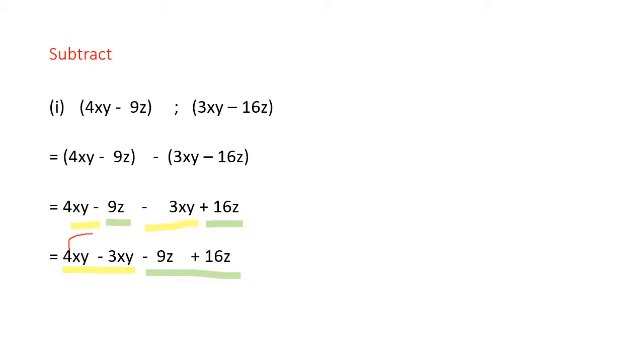4 minus 3 is going to be 1, and this is going to be only xy. Similarly, minus into plus is going to be minus. 16 minus 9 is going to be 7, and here the sign of the bigger number is plus, so we put a plus sign. Always remember, we look for the signs only when we are adding or subtracting two terms. We always look for the sign of the bigger number to put here. So this is what you get as your answer.